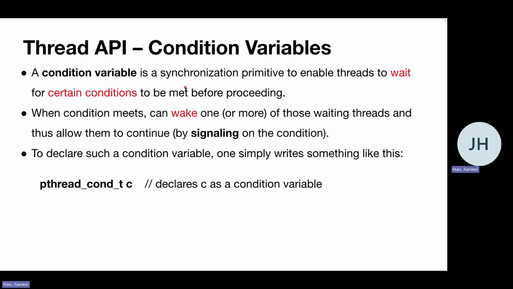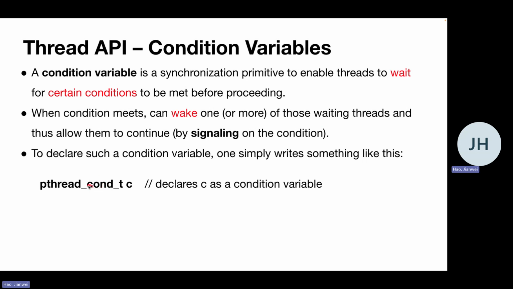A condition variable is a synchronization primitive that enables threads to wait for certain conditions to be met before proceeding. If the condition is met, then we can wake one or more of those waiting threads and allow them to continue by sending a signal.